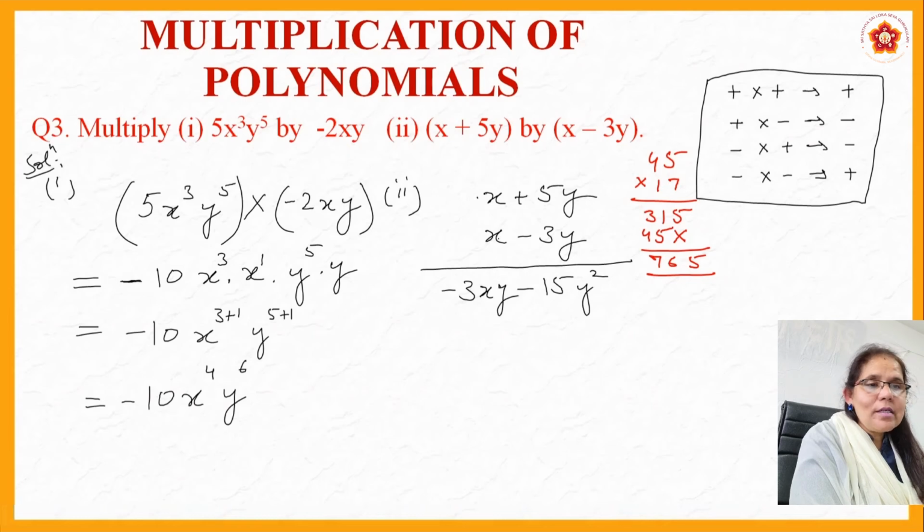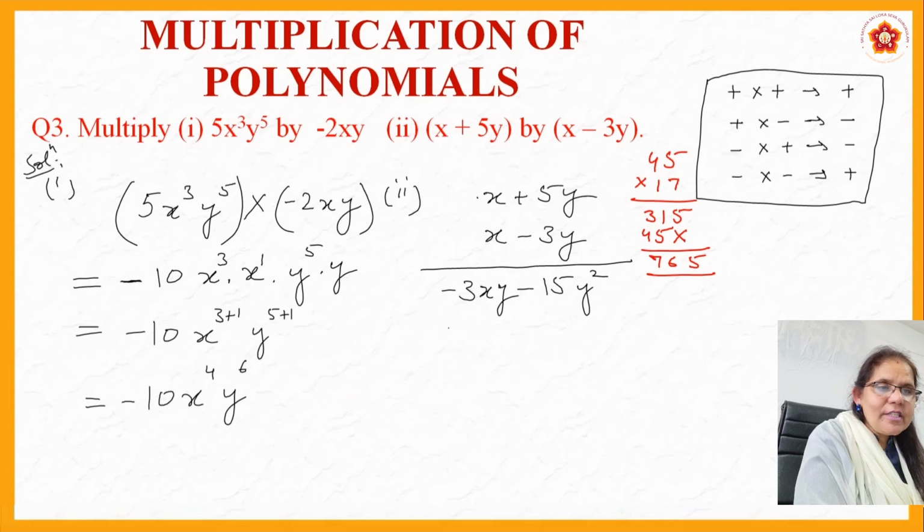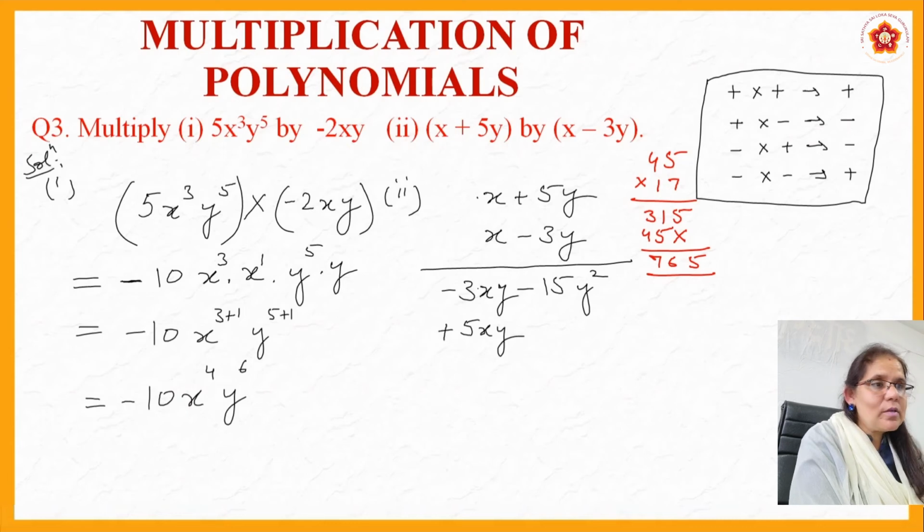Now let us look at the second term. X into 5y. It is 5xy. So write it below that term which has got xy. So it is 5xy can come here. Plus sign will be there. Both are plus. So plus multiplied by plus will be plus sign only.